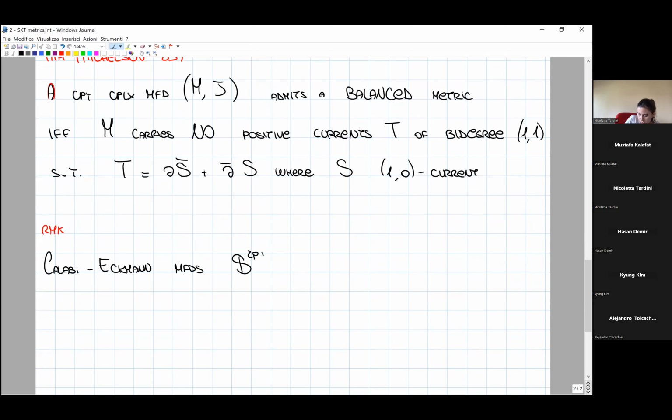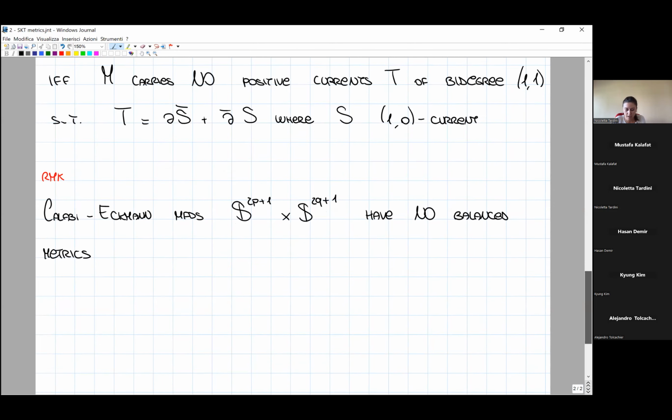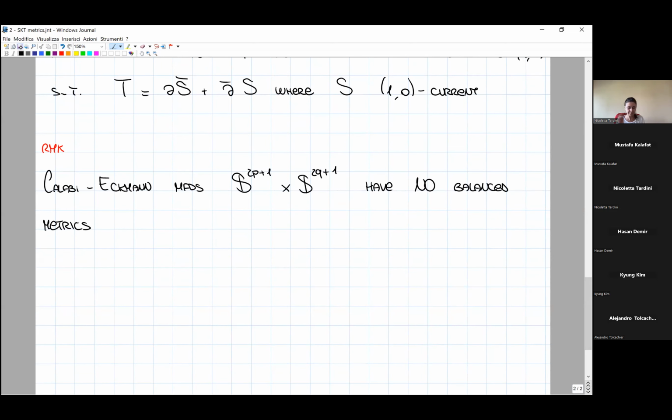So they are products of odd spheres. So let's say S^{2p+1} times S^{2q+1}. And we saw, for instance, that S^3 times S^3 has an SKT metric. But in general, Calabi-Eckmann manifolds in any dimension have no balanced metrics. So if you want to find examples of manifolds with balanced metric, you cannot look at products of spheres. Okay, you will not find any balanced metric there. Okay, so this was just a comment.